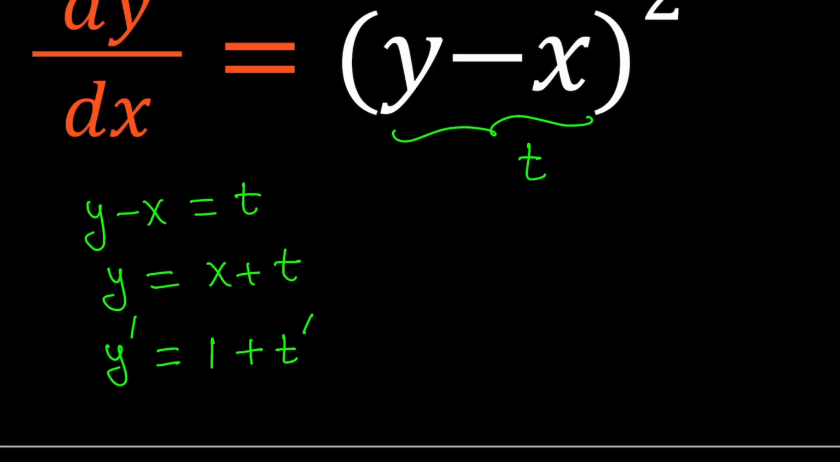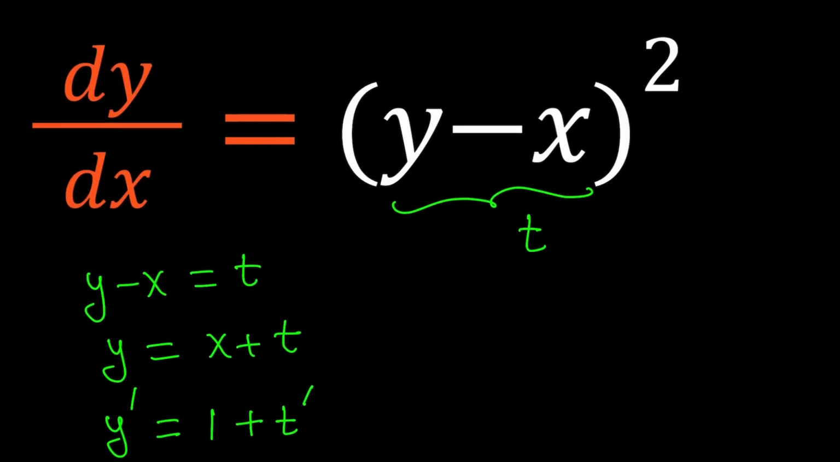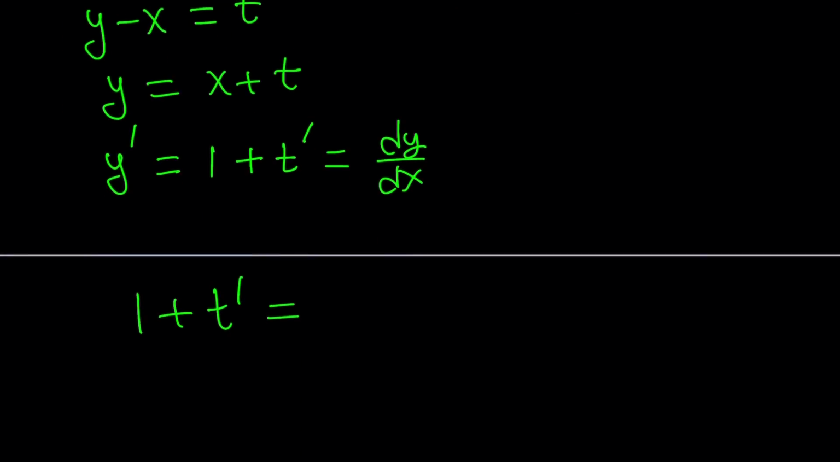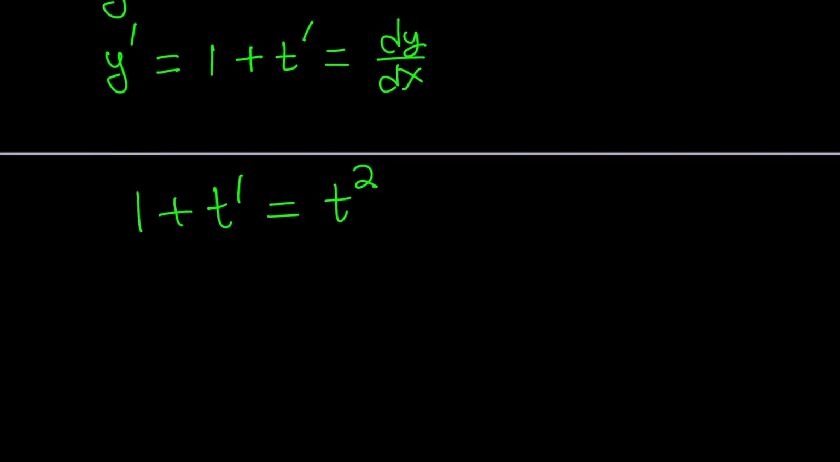Now, what does this give us if we substitute? Well, the y prime here is dy over dx. Let's go ahead and replace dy over dx with y prime, which is 1 plus t prime. So we're going to get 1 plus t prime equals t squared. Great. So this looks pretty simple, right? Or at least we have a single variable, right? That's kind of nice. Now, let's go ahead and isolate t prime from here. Since that's so easy, t prime becomes t squared minus 1.